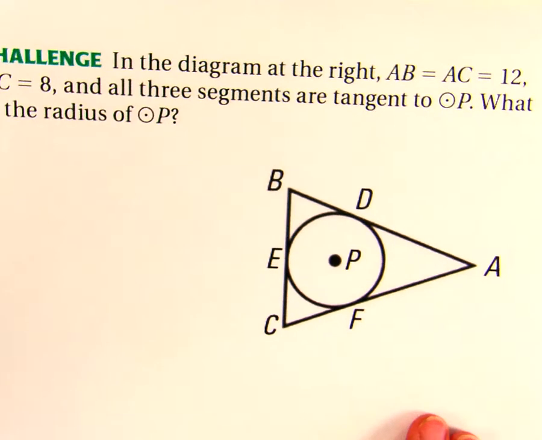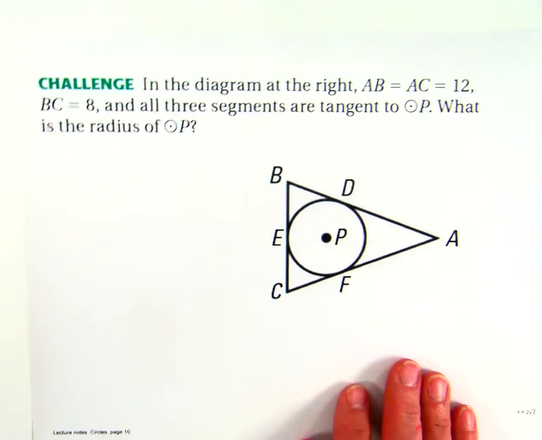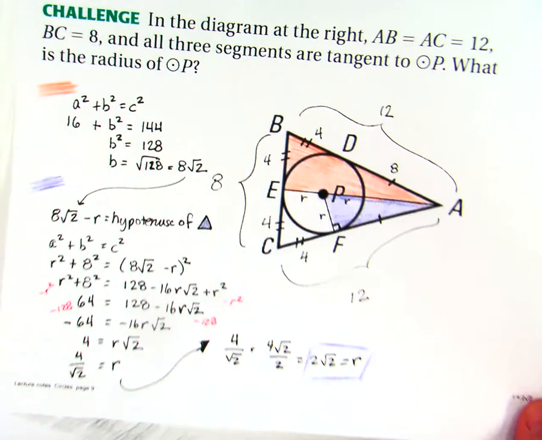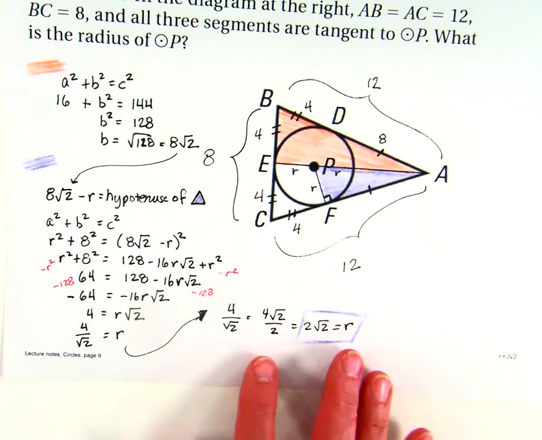Here's a challenge problem. See if you can give it a go. Go ahead and pause it. And just a hint, you're going to need to make some triangles inside this big triangle, maybe using some of the radii or something like that. See if you can figure out how long the radius is. Okay, pause it. And here's the answer worked out to help you with it.